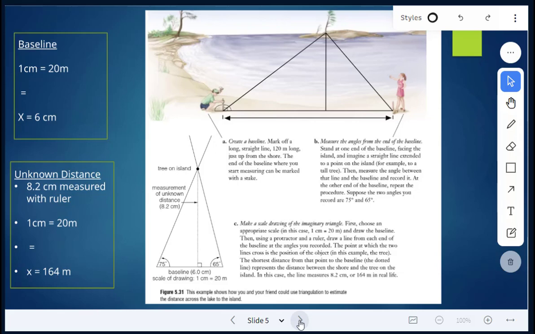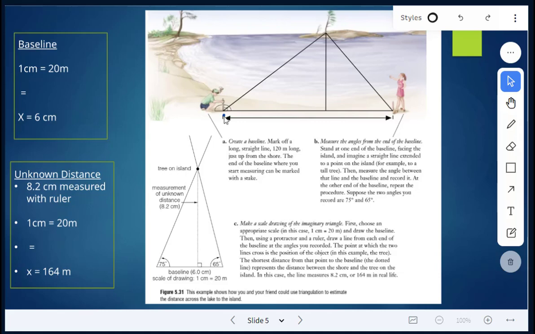Okay, so in this example, we are trying to figure out the distance to this tree. So the first thing we have to do is create a baseline. So you would create the distance here, that's called the baseline. So a long straight line, and you can measure this.